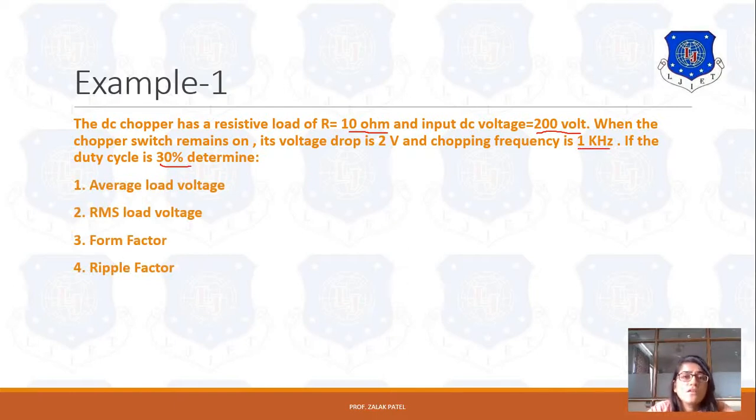Now the equations for form factor and ripple factor are the same for this chopper also. If you remember the unit 2 ripple factor and form factor equations, we have seen that. The same equation we will use for this: form factor square minus 1, raised to 1 by 2, gives us the ripple factor. In the same way we will calculate the ripple factor for this one also. So let's start with the solution.